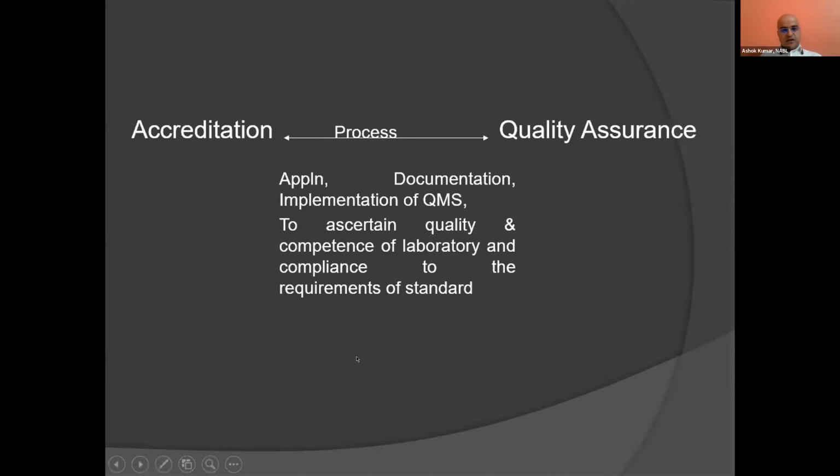To gain accreditation, laboratories make claims in the application and documentation, and the implementation of the quality management system is checked. Further, to ascertain the lab's quality, competence of the laboratory and compliance to the requirements, NABL conducts audits and assessments to give a formal recognition, a formal certification, to the laboratories for their quality assurance practices.